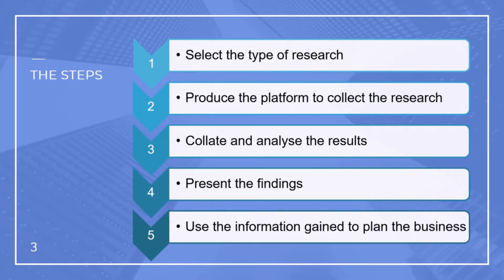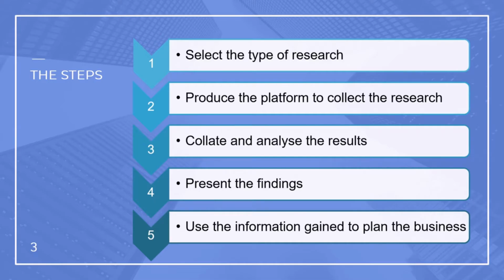So the steps for market research are as follows. First thing is you've got to select the type of research that you're going to carry out. So this could be primary or secondary, and it could be a variety of different methods. Step 2, once you've decided what you're going to do, you need to produce that platform. So for example, if you were going to do some sort of questionnaire, you'd have to actually create that questionnaire that you will use to collect that research. If it was for a focus group, then you would actually set up that focus group at this stage.